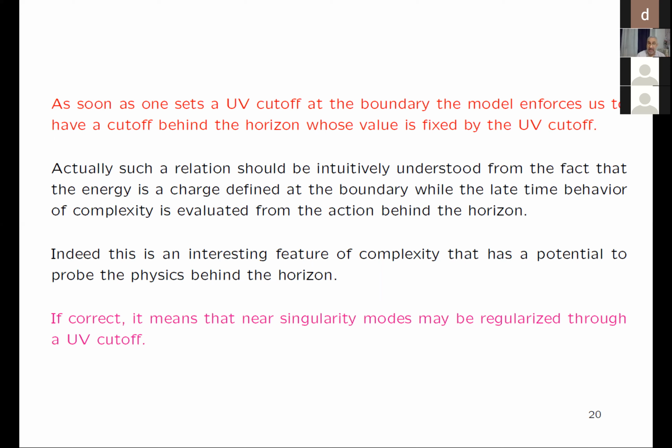If it is correct, it means that the near singularity modes may be regularized through the UV cutoff. You don't need to add an extra cutoff near the singularity. As soon as you fix this cutoff at the UV, it automatically gives some cutoff near the singularity.